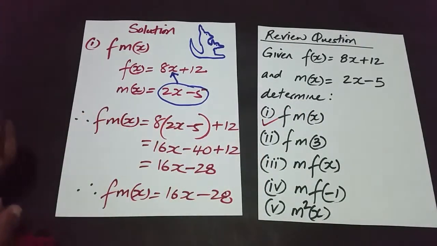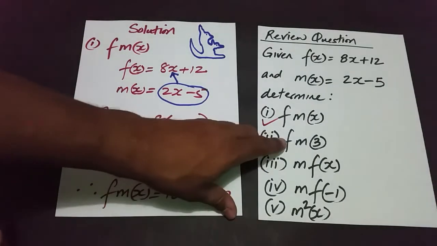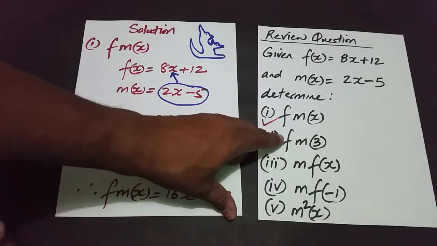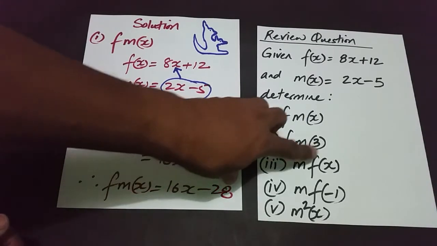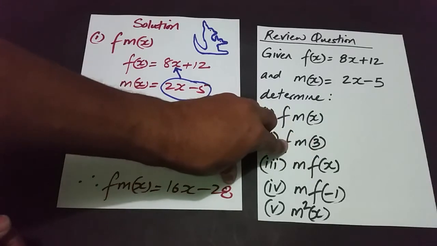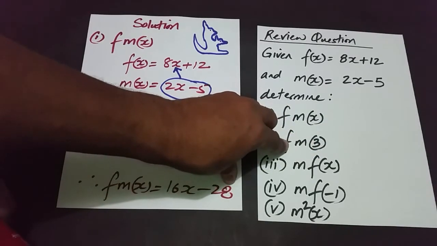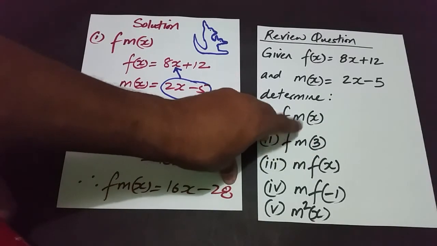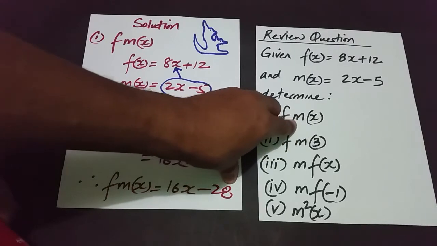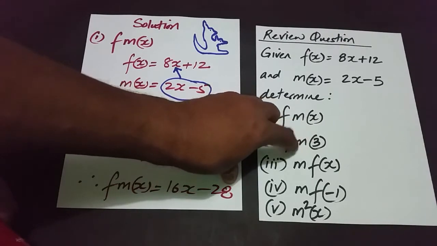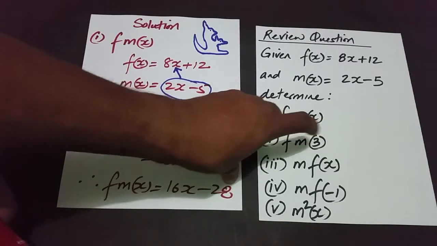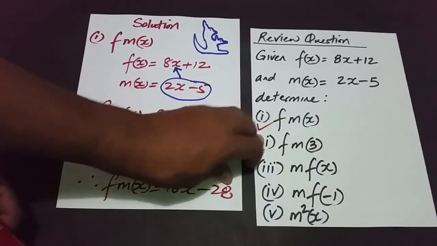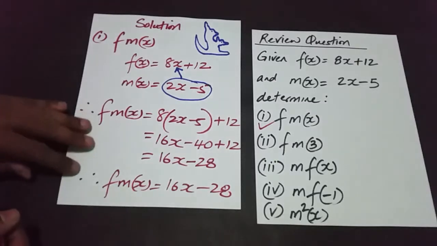Now we need to move on to part 2, which is asking us for f of m of 3. Now in an exam they could have just asked you this question straight to find f of m of 3, but in order for you to do that, I gave you two methods of doing it. If you opt to do the first method, you'd have to find this first and then find f of m of 3, or you find m of 3 first and then f of m of 3, whichever method that you prefer based on last week's session.